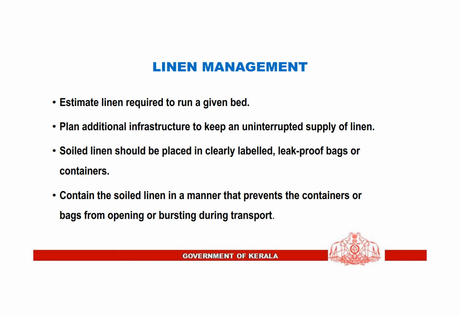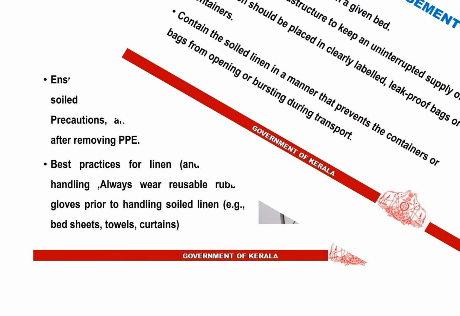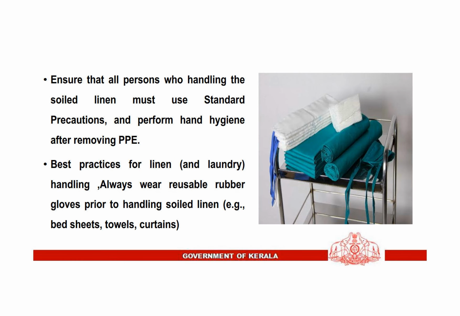Linen management. Estimate the linen required to run a given bed. Plan additional infrastructure to keep an uninterrupted supply of linen. Soiled linen should be placed in clearly labeled, leak-proof bags or containers. Contain the soiled linen in a manner that prevents the containers or bags from opening or bursting during transport. Ensure that all persons handling soiled linen use standard precautions and perform hand hygiene after removing PPE.